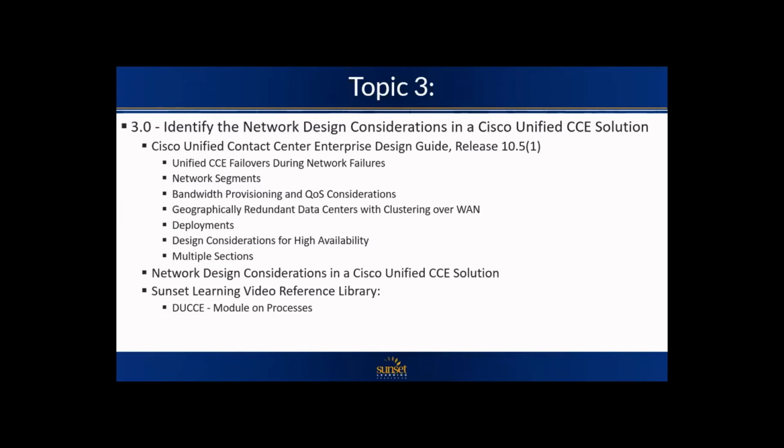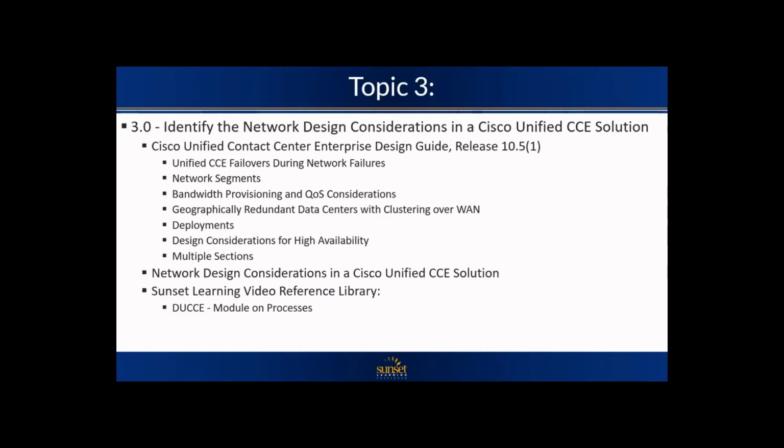And even though with bandwidth provisioning and QoS considerations you would assume that would probably be where you'd start for discussions on QoS, there's also some QoS discussion in some of the other sections, including network segments and geographically redundant data centers. So those all are probably useful sections for various questions on the exam. Even the subtopics seem to have had a couple of questions that were related directly to those topics.